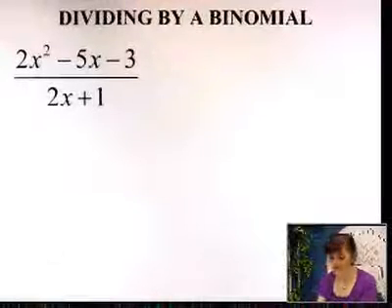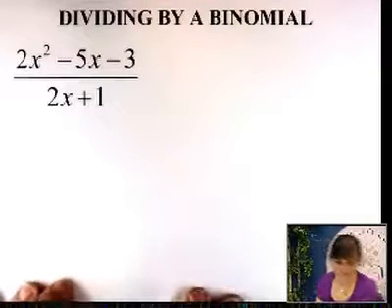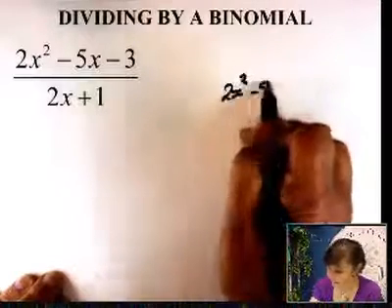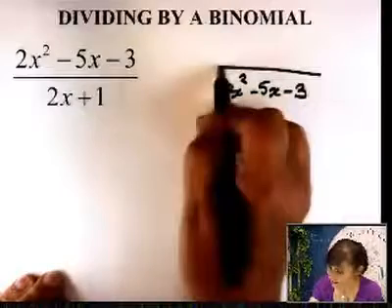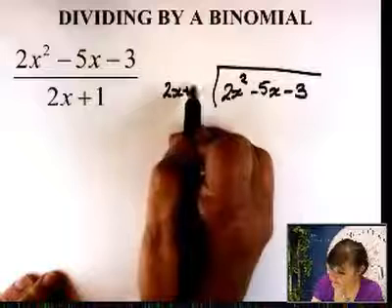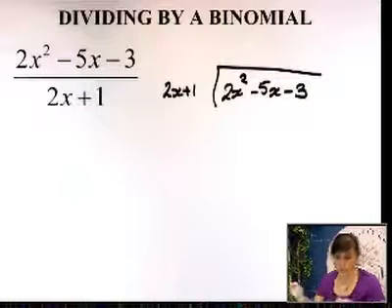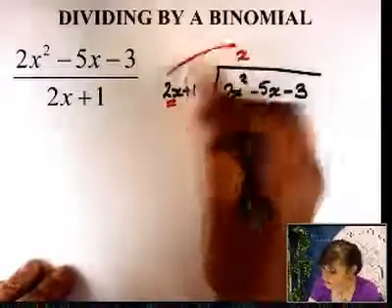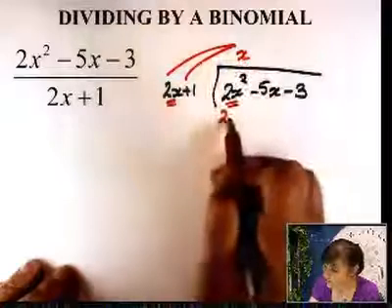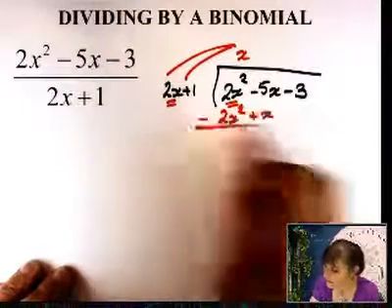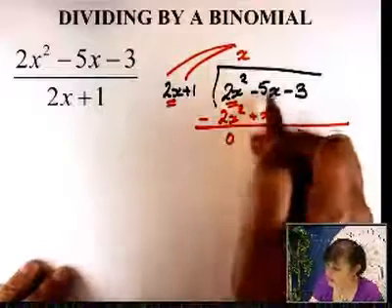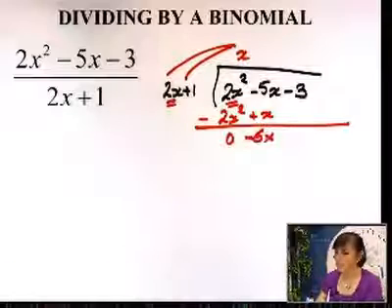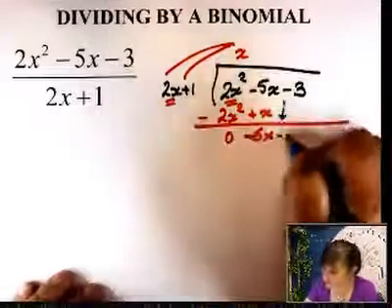Dividing by a binomial, again, long division. So let's do 2x squared minus 5x minus 3 divided by 2x plus 1. I'll do the first term first. How do I get from 2x to 2x squared? I need to multiply by x. Now you multiply back 2x squared plus x, take it away. This is going to give you 0. Negative 5, negative 1, that's negative 6x. That's the first step. Second step, bring the next one down.